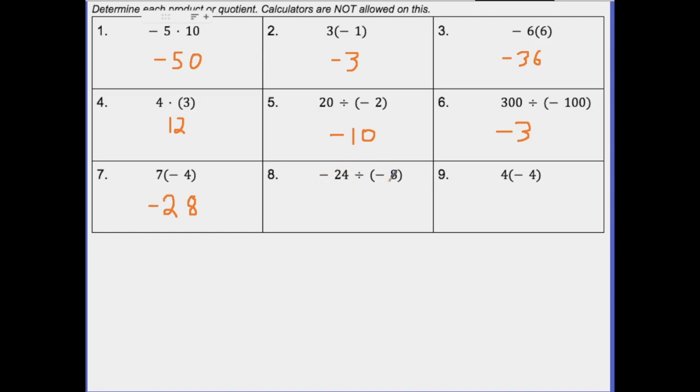With number 8, negative times negative. Remember, this means the opposite of a negative. The opposite of a negative is positive, so this is positive 3. If you really want to write a plus 3 there, you could, or you could leave it as only 3. 4 times negative 4, we get 16, and there's one negative sign, so it's negative 16.